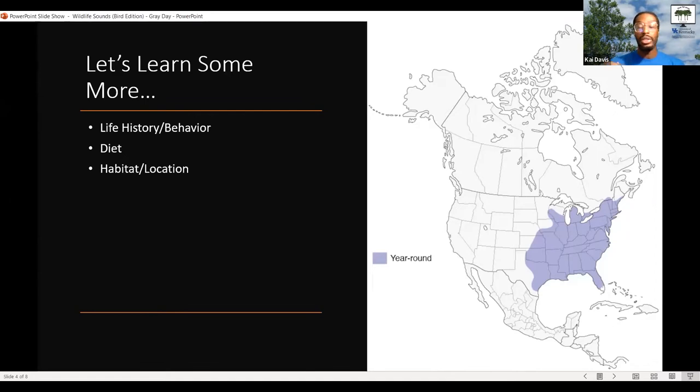They're common in orchards and parks in suburban areas if the trees are large enough. They're generally found in low elevations, though. You don't really find them above like 2,000 feet in elevation.